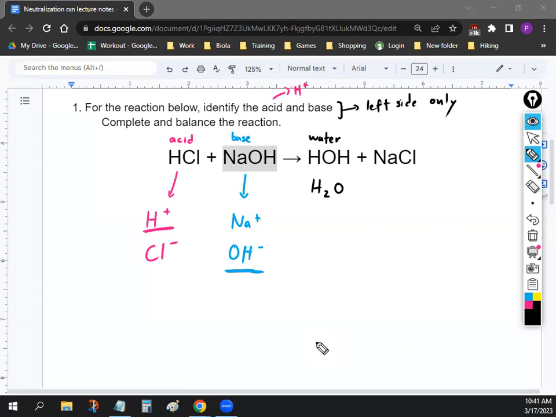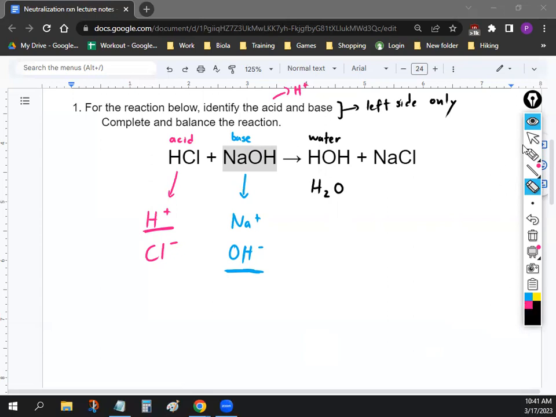And so for this class, you can either write water as H2O or HOH, but they mean the same thing, okay? I recommend doing HOH for this unit just because it'll be easier to write, and I'll show you why in just a second. But HOH is the same thing as H2O, which is water, okay?